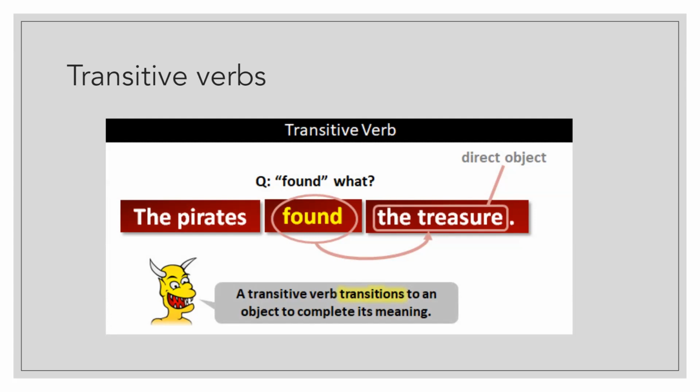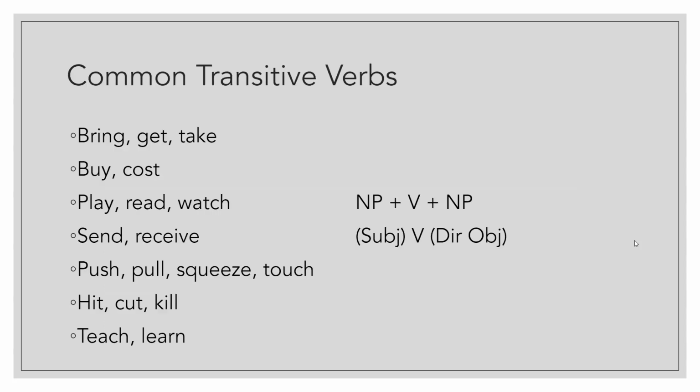The pirates found the treasure. They found a way through the forest. They found the clue, the map, whatever it is, right? I found my keys, right? Where's my phone? Okay, I found my phone. I found it, right? But you need something following that verb found, okay? That's transitive verbs. They take a direct object, okay?